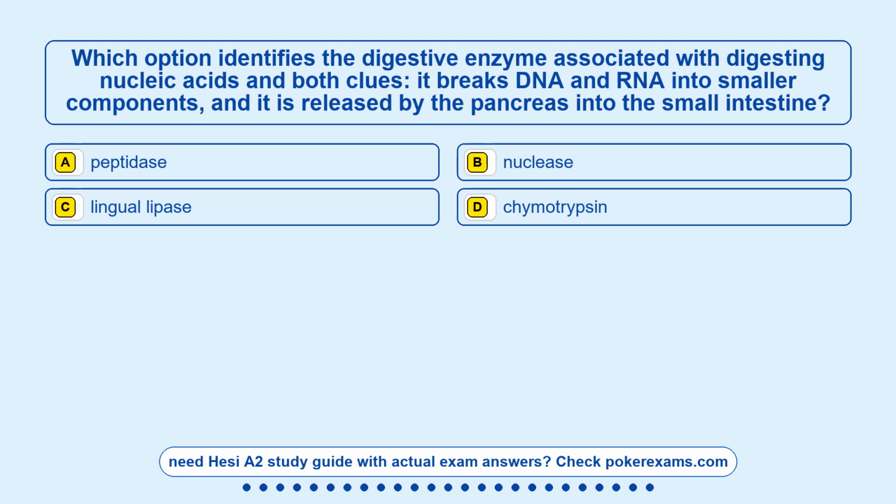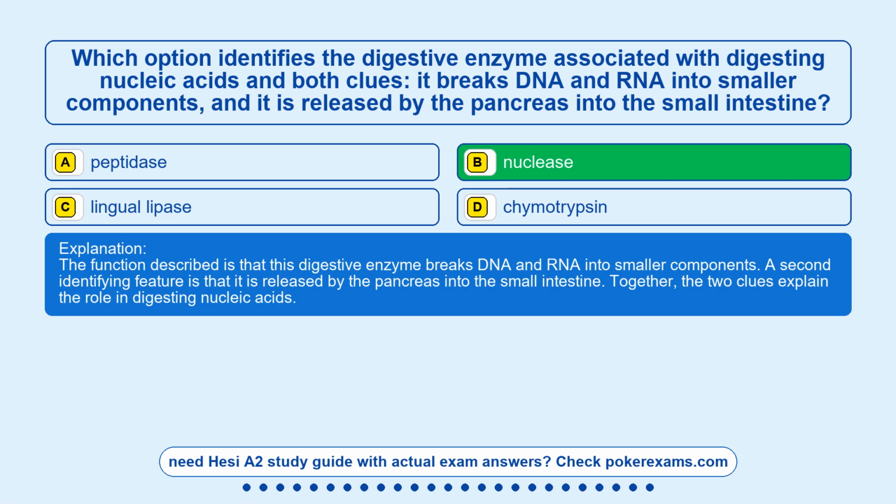Question 24. Which option identifies the digestive enzyme associated with digesting nucleic acids in both clues? It breaks DNA and RNA into smaller components, and it is released by the pancreas into the small intestine. Option A, peptidase. Option B, nuclease. Option C, lingual lipase. Option D, chymotrypsin. The correct answer is option B, nuclease.